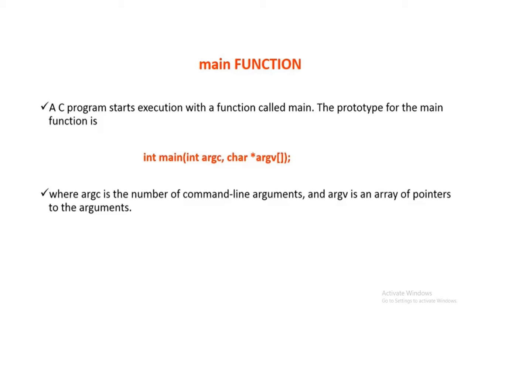It takes two parameters or arguments, argc and argv, where argc is the number of command line arguments, how many command line arguments you have sent. That count will be present in the argument count, argc, and the pointer to those arguments will be present in argv.